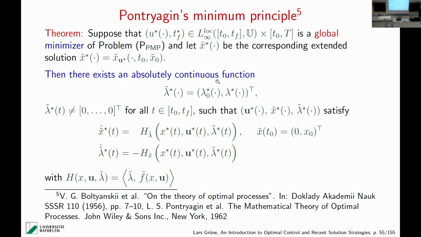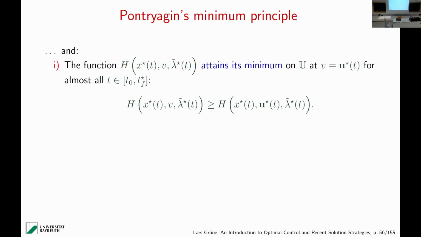These are exactly the first two equations of the Euler-Lagrange. So far nothing has really changed, but what changes is that here we say the function h attains its minimum on u at this point u star of t for almost all t. Before, we had the condition that the derivative of the Hamiltonian with respect to u is 0. Now the condition is that the Hamiltonian is minimized.